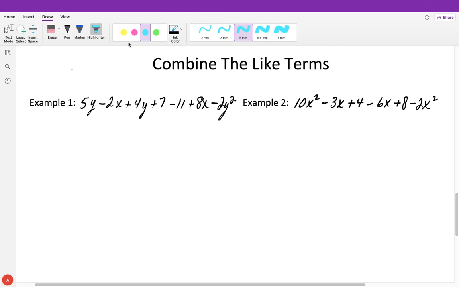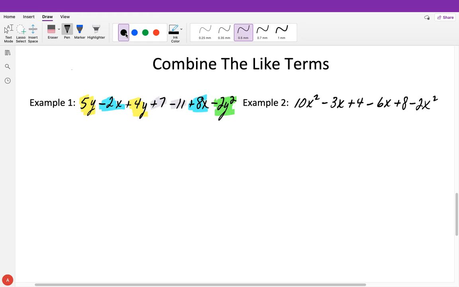So let's go ahead. First thing I'm going to do is, for example 1, highlight all my like terms. So here I have 5y, here I have 4y, and those are my only like terms with y, because this is a y squared, so it's not actually a like term. There's no other y squared, so there are no other terms like that one. Here I have minus 2x plus 8x. And then my last one that I can highlight is this minus 11 and plus 7, because they are constants.